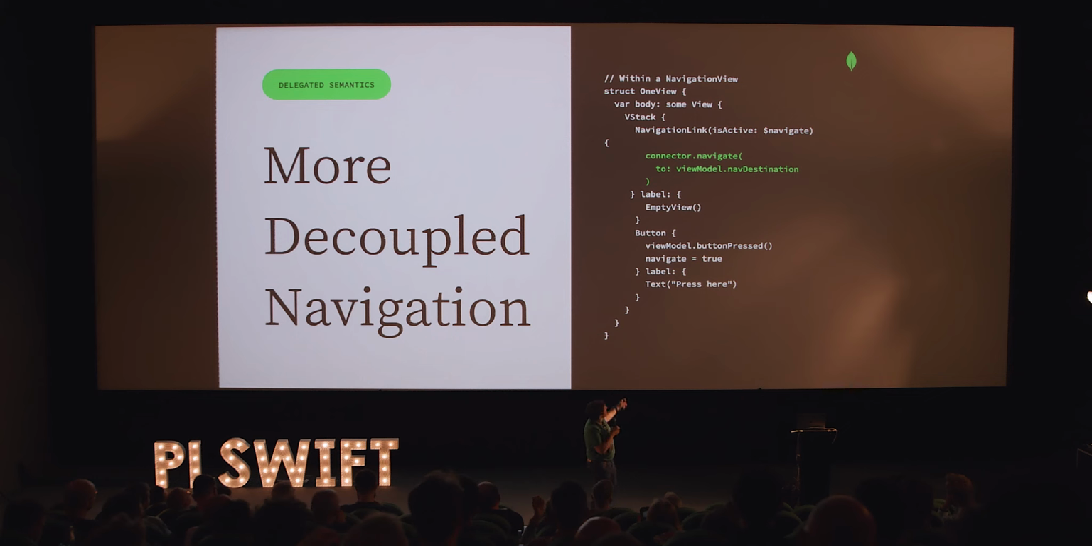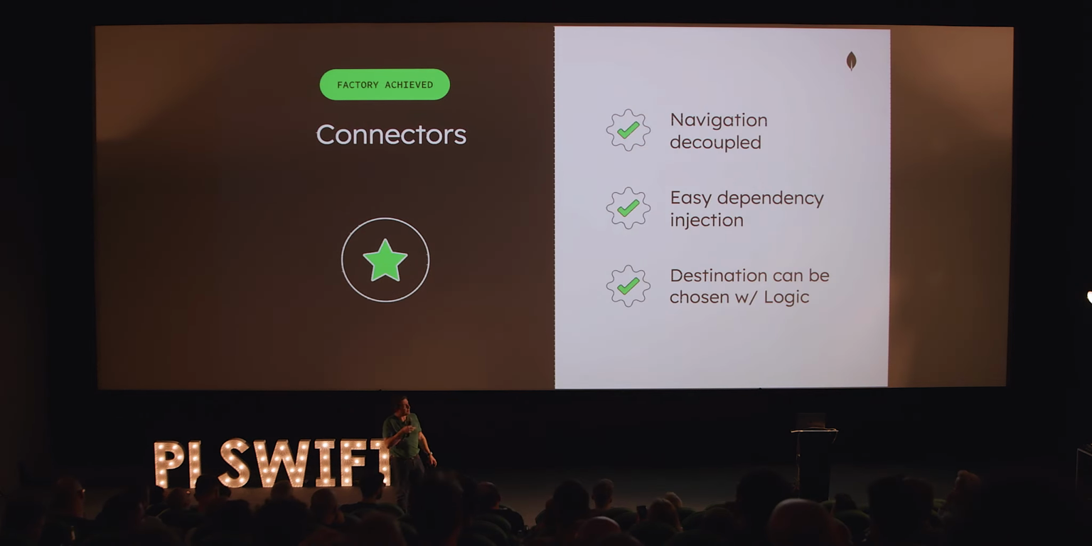Basically, what you are doing there is separating the event from the destination, and it takes you there when required. So basically what we were looking for. Navigation is decoupled. It is easier to do dependency injection because it's a single class that takes care of each one of the classes, and the destination can be chosen with logic.